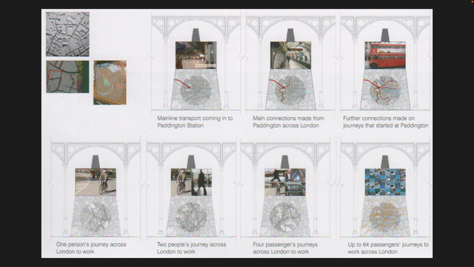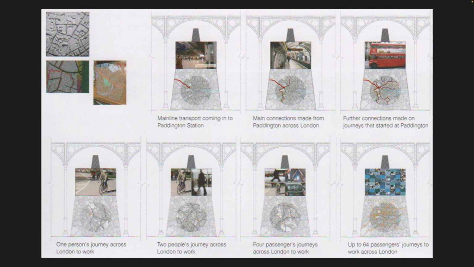So when we go through, we start looking at technology. What this is here is allowing us to look at different people's paths as they go on their journey to work across London. So we start looking at what's going to happen with it. And these are all sketch ideas going in to start to break down what exactly this interactive is going to be. So we look up there, we see our mainline transport actually coming into Paddington Station.